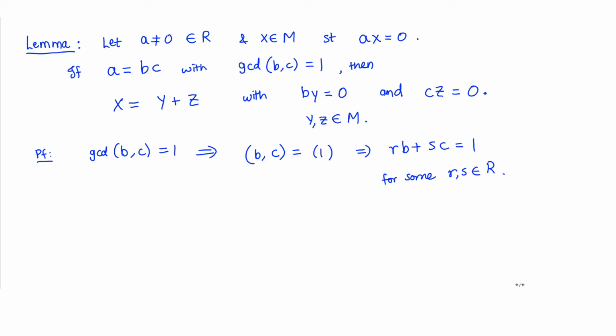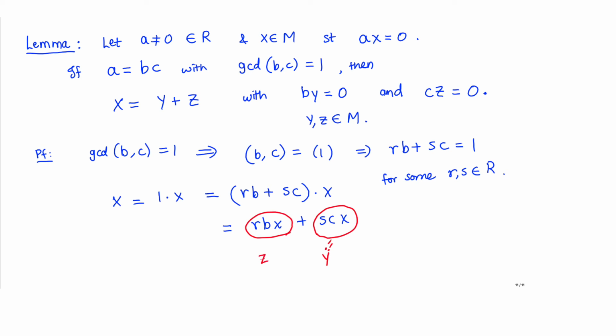Now observe that, so this is where my splitting is going to come from. So my element X, which I want to split into two pieces, I think of it as 1 times X, and 1 I write as RB plus SC acting on X. Okay. So what is this? This is RBX plus SCX, and these are going to be my Y and Z. Okay, so let me define Y and Z here. So this fellow here is going to be Y. So I will define Y to be this element and I will define Z to be this element. Okay, so these are my definitions.